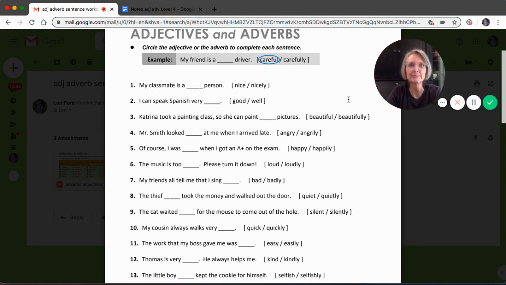Okay, so let's read number 2. This is talking about speaking Spanish. So it refers back to speaking. I can speak Spanish okay, so I can speak. So good is the adjective and well is the adverb. I can speak Spanish very well.